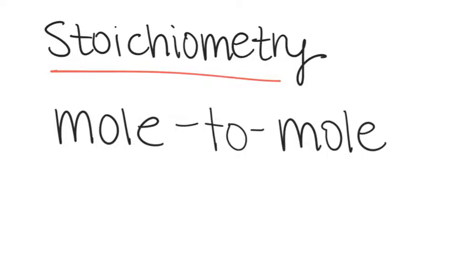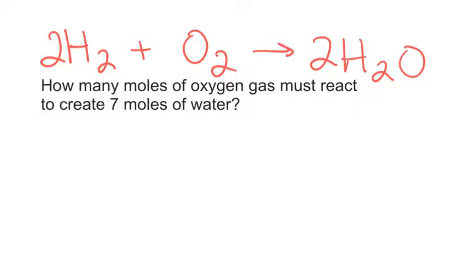In this video, I will do some mole-to-mole stoichiometry problems to get some practice with this one-step conversion. Here we are given the equation where hydrogen gas and oxygen gas react to form water. It's already balanced for you. It has the 2 in front of H2 and the 2 in front of H2O. And so this is a balanced equation.